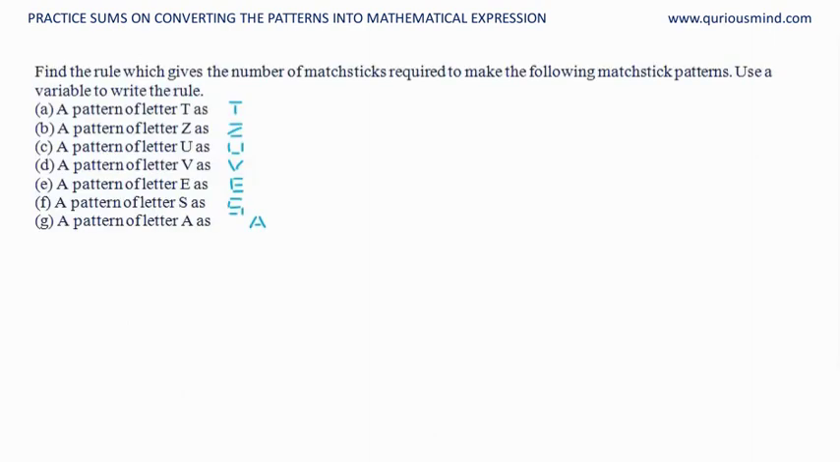Find the rule which gives the number of matchsticks required to make the following matchstick pattern. Use a variable to write the rule. In the first case, we are writing letter T using 2 matchsticks. So for one T, we'll need 2 matchsticks. For 2, we'll need 4 matchsticks, and that is equal to the number of T's multiplied by 2. And if we take a letter to represent the number of T, as let's say T into 2, it will be 2T. So the rule is 2T.